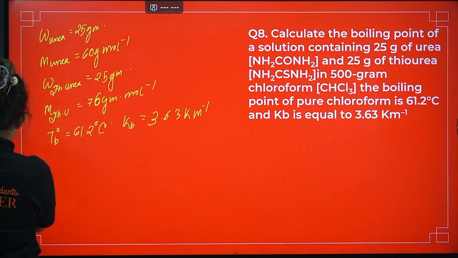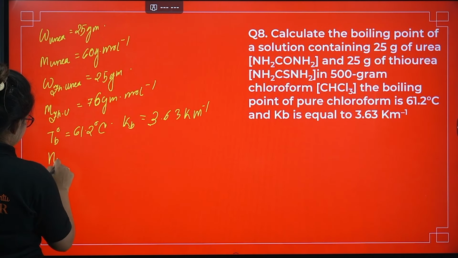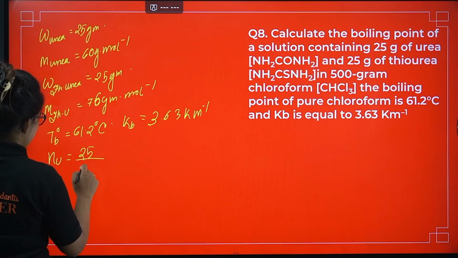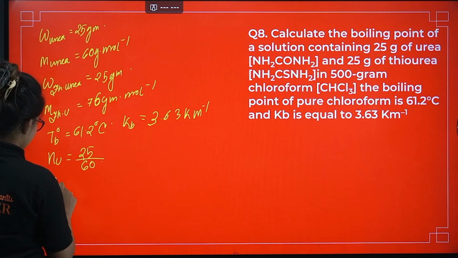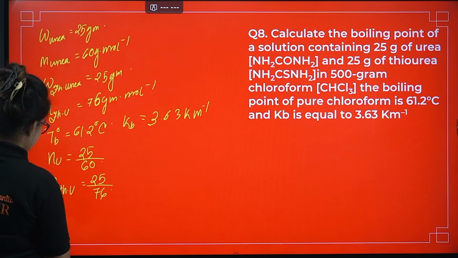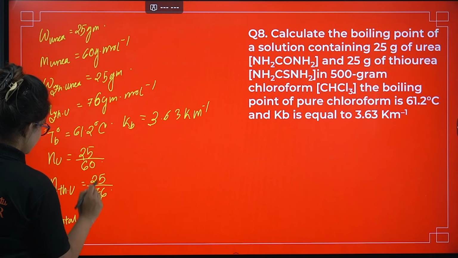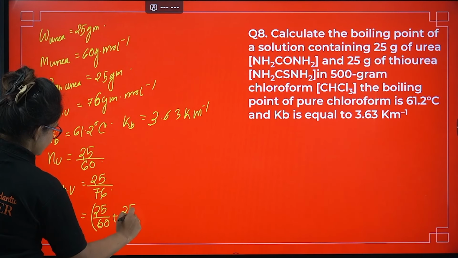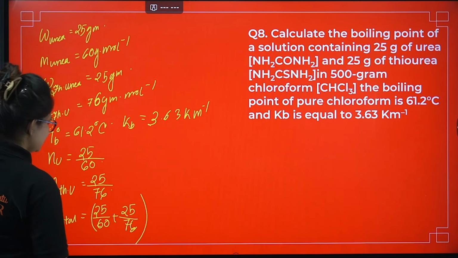Number of moles of urea, if I calculate, is going to be 25 divided by 60. Number of moles of thiourea, if you find out, is going to be 25 divided by 76. In total, the total number of moles in the solution is going to be 25 by 60 plus 25 by 76. That's it.